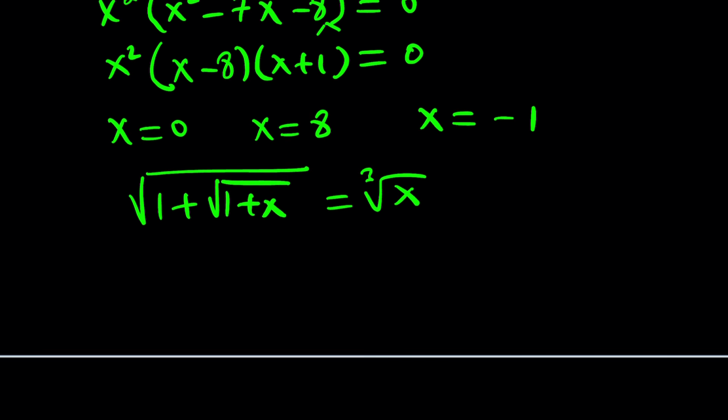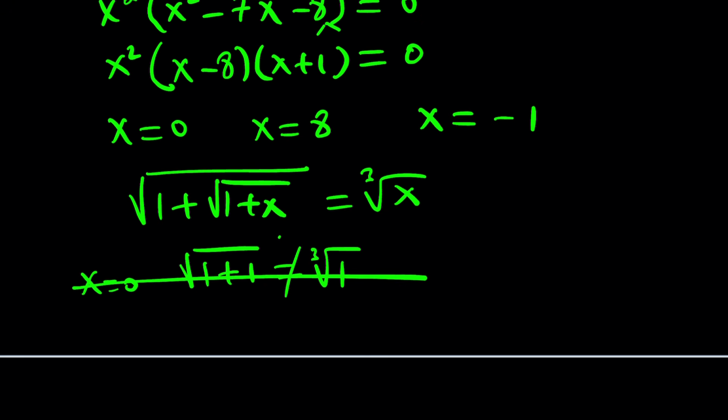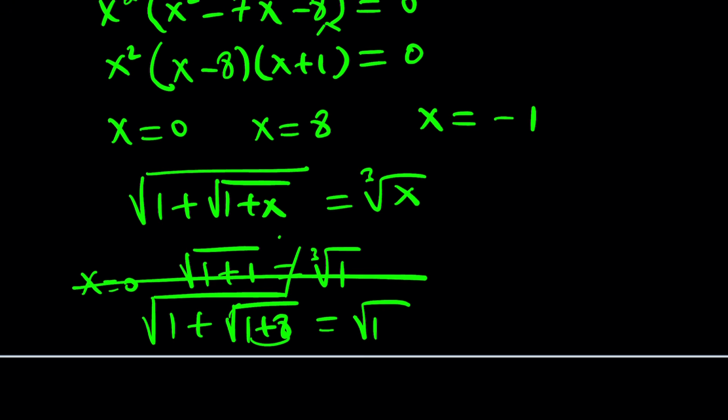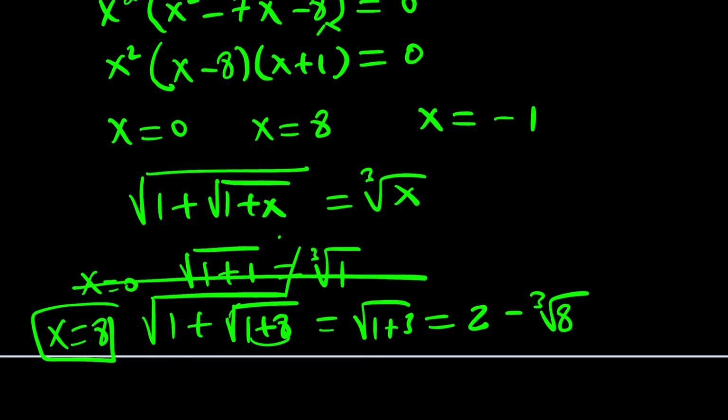Now, for example, if you replace x with 0, what happens? You get the square root of 1 plus 1, which is square root of 2, but that does not equal the cube root of 1, right? So x equals 0 is not going to work. You have to reject it. What about 8? Let's test it out. 1 plus 8 is 9, square root of 9 is 3, so this is square root of 1 plus 3, which is equal to 2, and the cube root of 8 is also equal to 2. Great. So x equals 8 works, so we're going to take that, but 0 will be rejected.